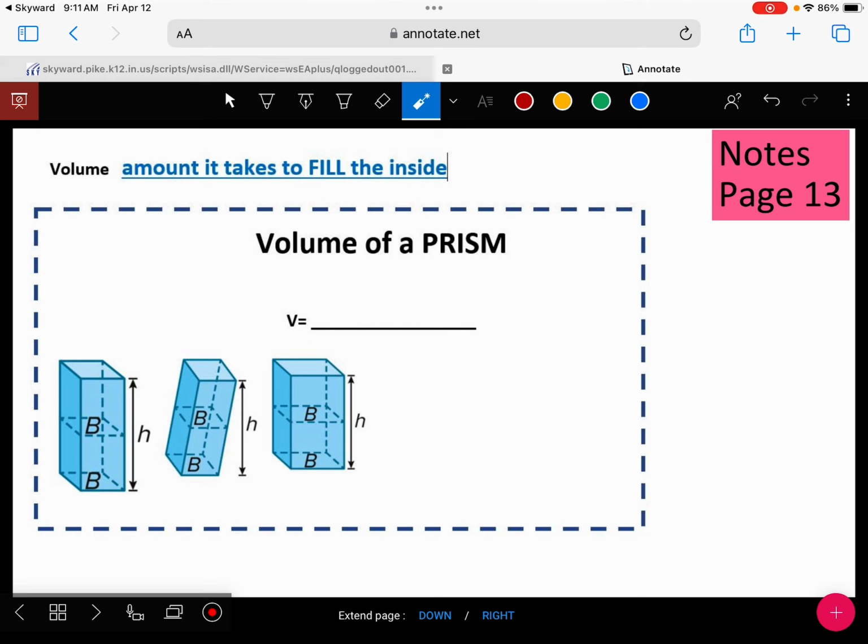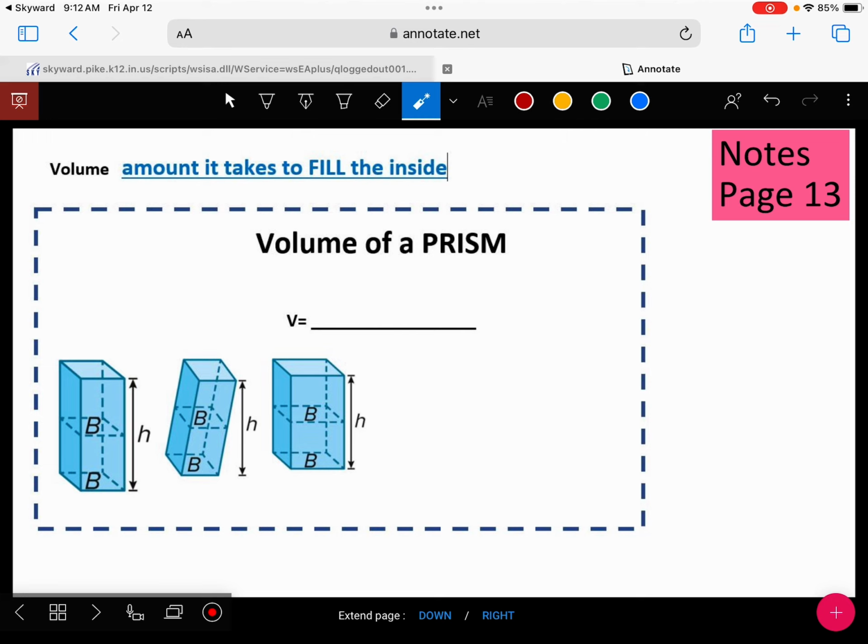So surface area would be if you have a cereal box, how much it would take to wrap the cereal box. Volume is how much cereal is in the box. Okay, so that's the difference. Volume focuses on the inside of the shape. So the definition of volume that you want to write here is what it takes to go inside of the object. So that's a completely different formula.